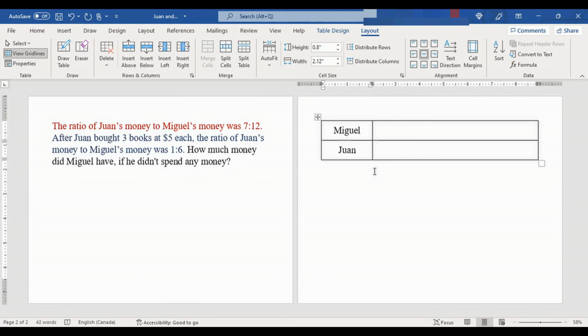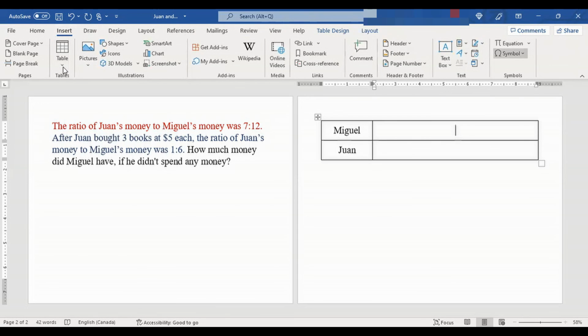The red sentence says the ratio of Juan's money to Miguel's money was 7 to 12. Well, this simply means that if we were to take Miguel's money and divide it into 12 equal parts, Juan would have 7 of those equal parts. So that would be a 7 to 12 ratio. Of course, to visually represent that, we're going to give Miguel 12 dots. That represents a certain amount of money.